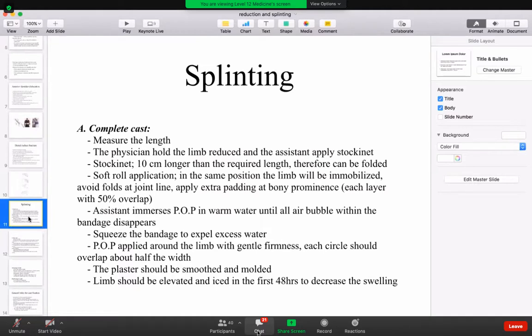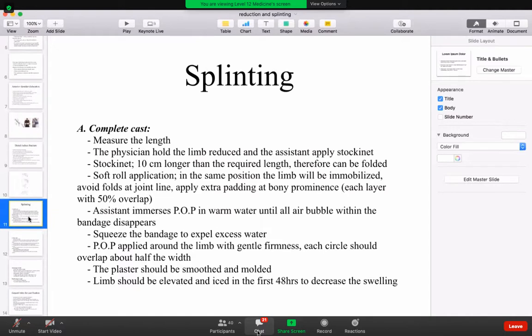So first thing you do, you put a stockinette on it. It's like a sock that you cut slightly longer than the cast, and then you apply it first on the skin, and then you apply soft roll around this stockinette. There should be 50% overlap, and make sure that you have good padding of the bony prominences.